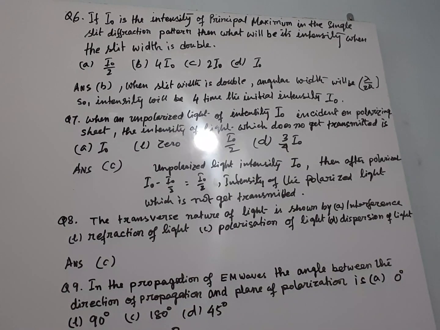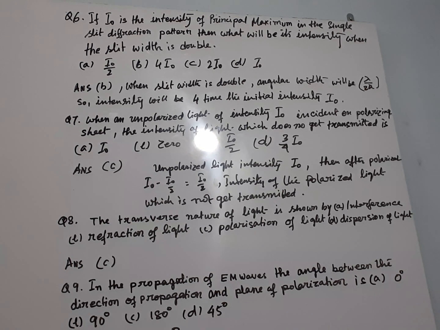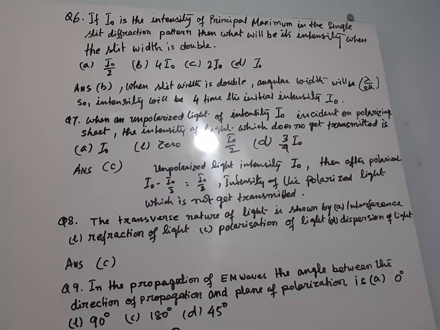Come to question number 6. If I naught is the intensity of principal maximum in the single slit diffraction pattern, then what will be its intensity when the slit width is double? When slit width is doubled, we know angular width will be half, that is lambda by 2a. Therefore, the intensity will be 4 times the initial intensity I naught, because as slit width is doubled, the amplitude doubles, and we know that intensity is directly proportional to amplitude square, so it will be 4 times.